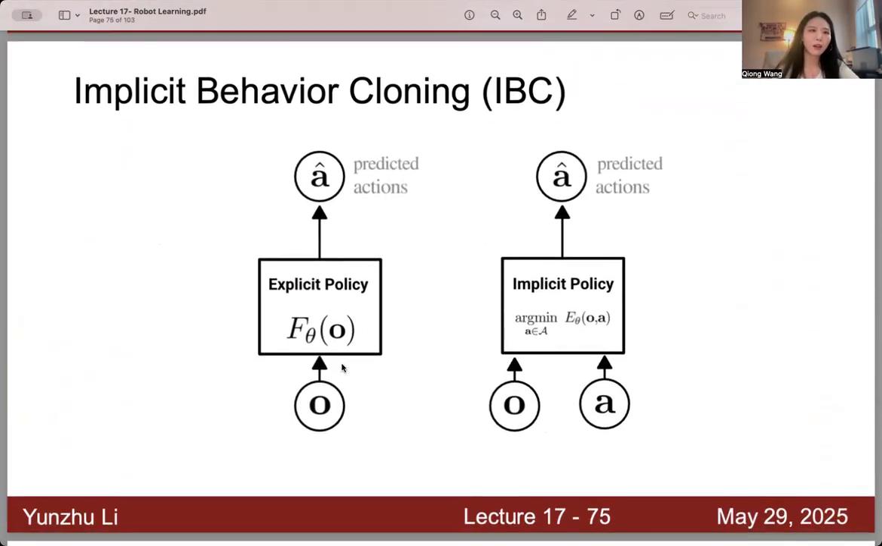This is the implicit behavior clone. Another name is the energy model. We try to find the argument that minimizes the energy in the action. This means we just choose the lowest energy cost among all the predicted actions.